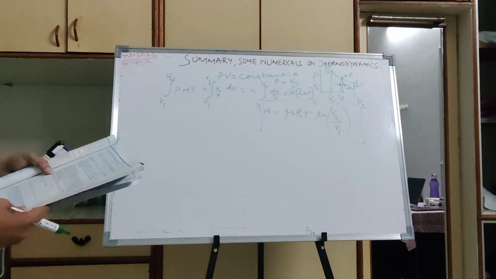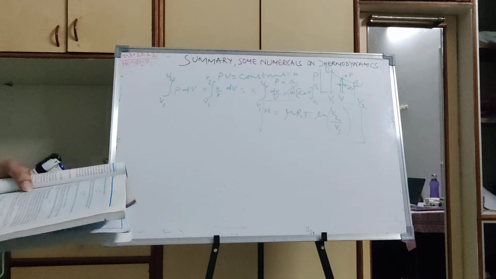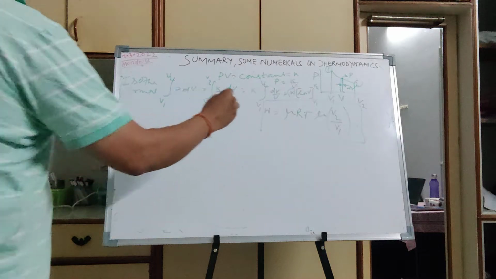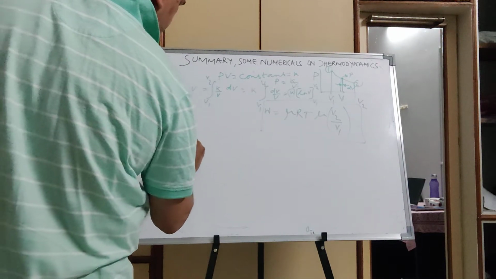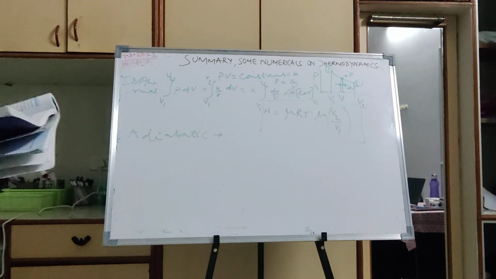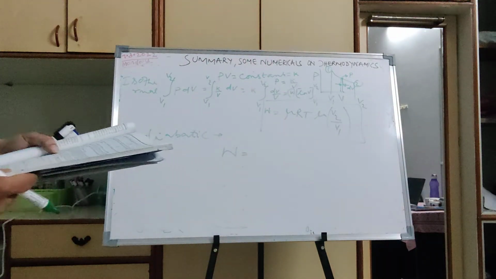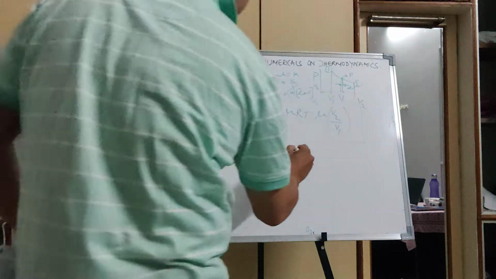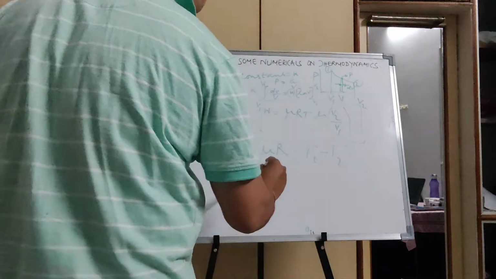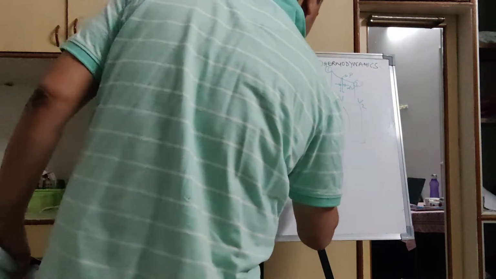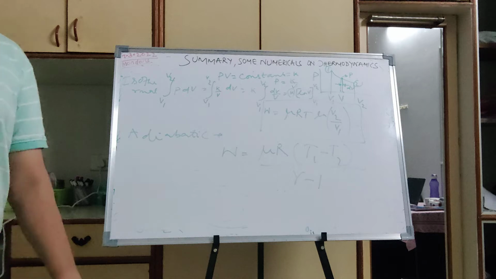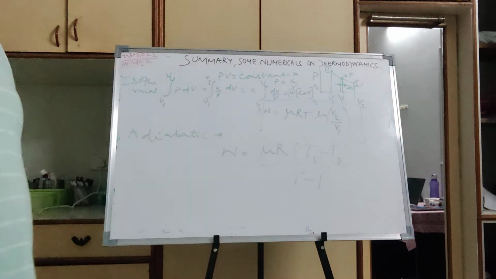Okay, so that is the work done for isothermal. This equation. Then adiabatic. Adiabatic work done, we have derived similarly, work done in adiabatic to be nu R capital T1 minus T2 divided by gamma minus 1. Okay. So this you have to remember. No other way. You have to remember this. Nu R T1 minus T2 divided by gamma minus 1. This is the work done for the adiabatic process.